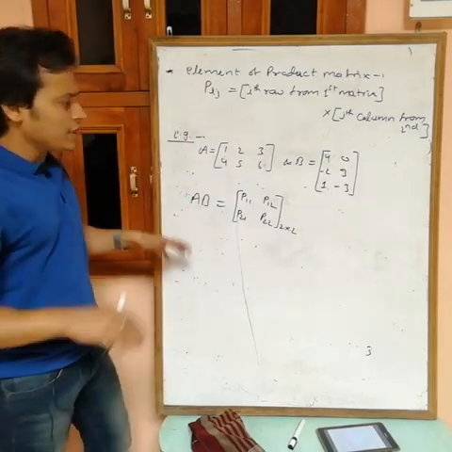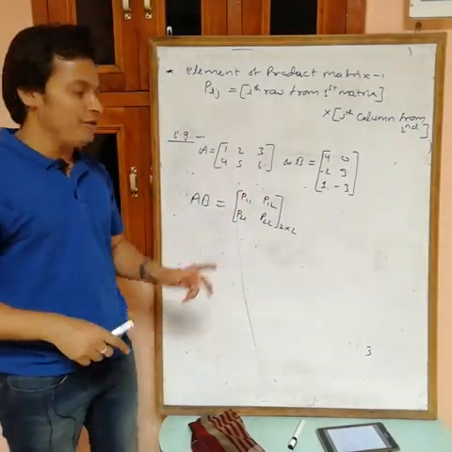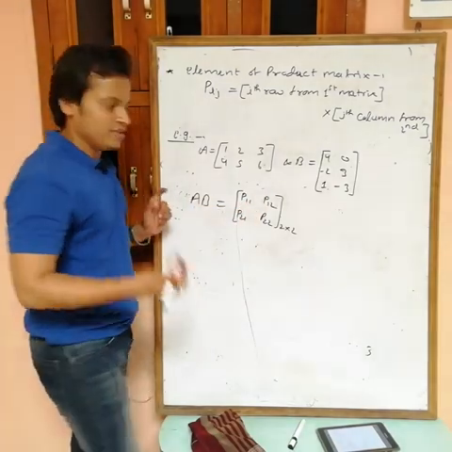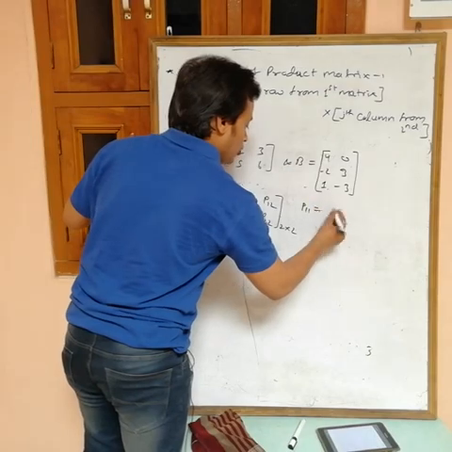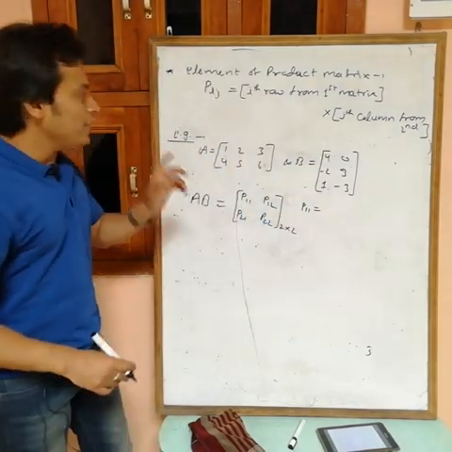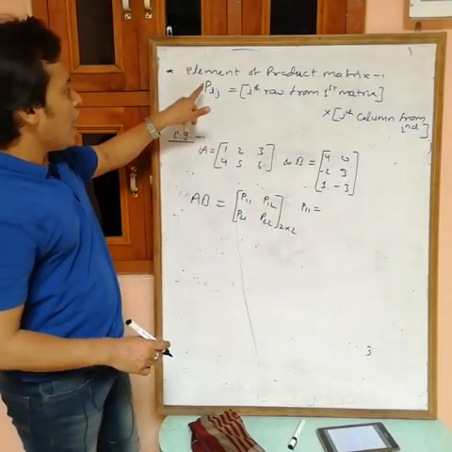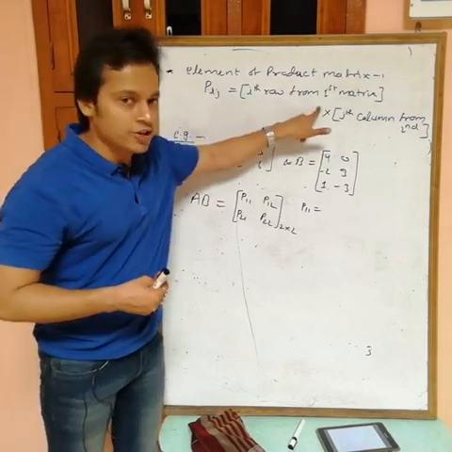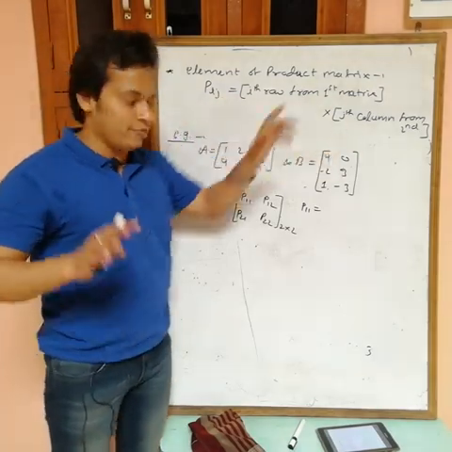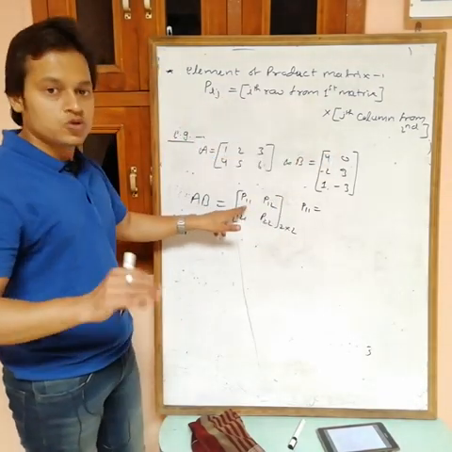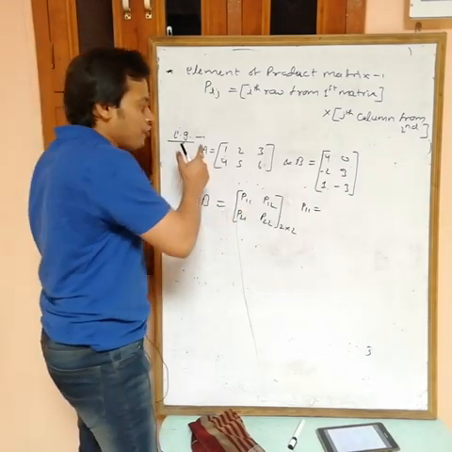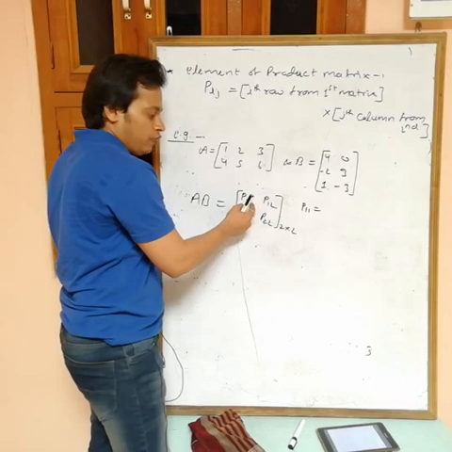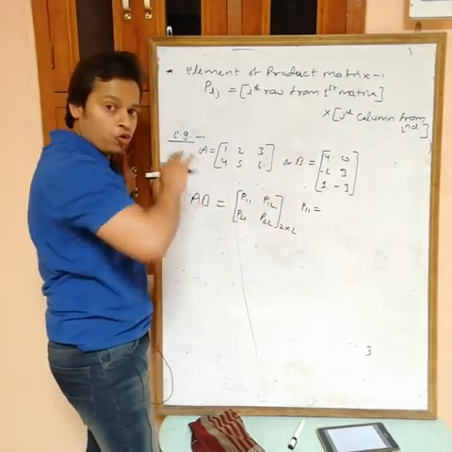Now to get AB, this product matrix, what do we want? We want the values of P11, P12, P21, P22. So how to get them? Just simple. How to get P11? To get Pij, multiply the ith row of the first matrix with the jth column of the second matrix. So to get P11, multiply the first row of the first matrix and the first column of the second matrix, row by column.